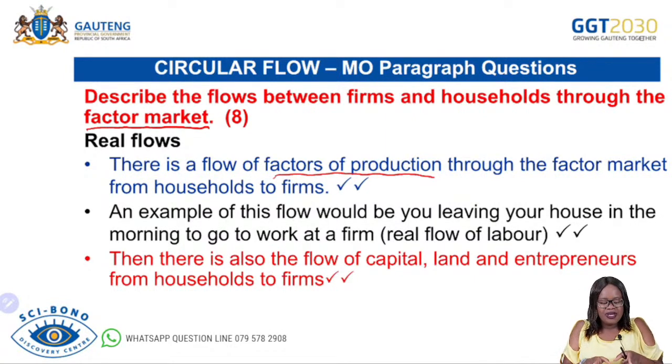Because now we are talking about the factor market, and we are reminded once again that the factor market is going to be owned by who? By the households, because the households are the ones that own the factors of production. Therefore, they sell them to who? To the firms.